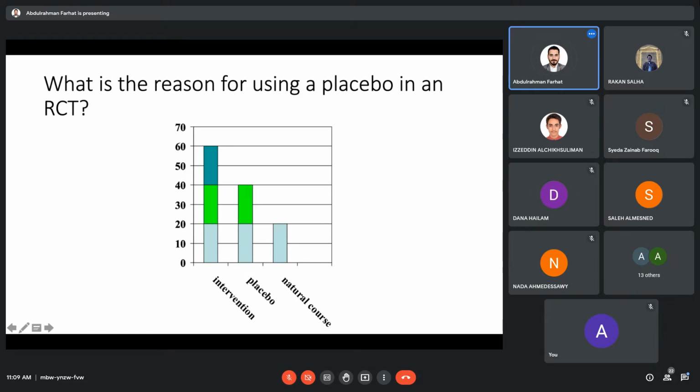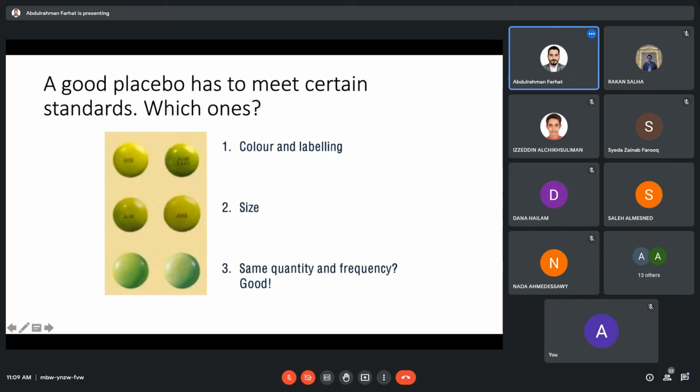So here I know that the effectiveness for the intervention is actually not 40%, it is only 20%. Okay, so it affects the study and the result. And again, here are the standards of a good placebo. It has to be matched in color, labeling, size, and same quantity and frequency.